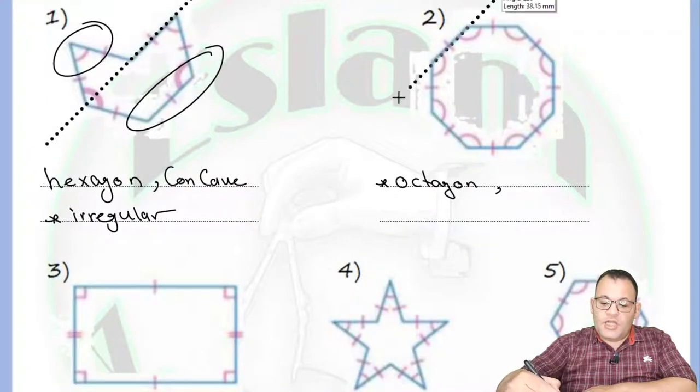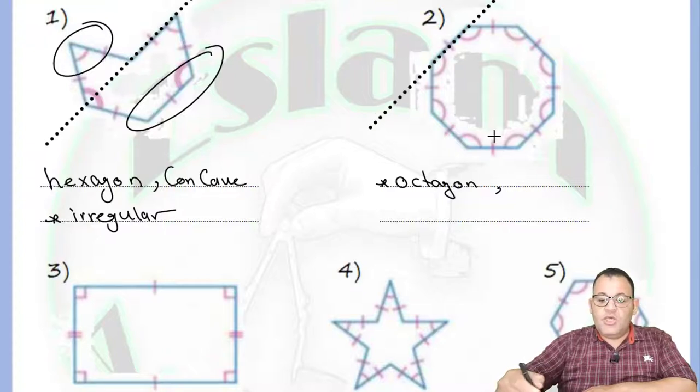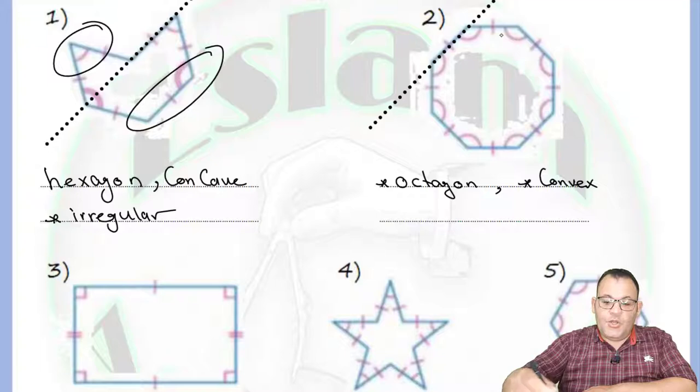Because if you draw any straight line passing through any two consecutive vertices, you will find that all of the vertices of the polygon are at one side of this line, so it will be convex. If you look at the sides, you will find that all of them are equal in length, and all of the angles are equal in measure, so it will be a regular polygon.